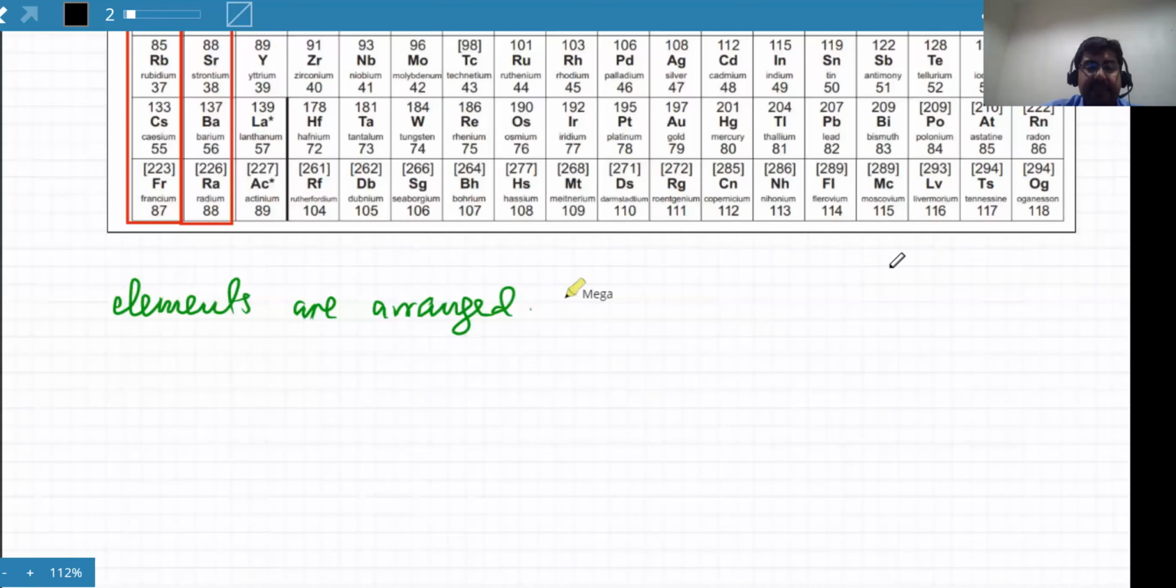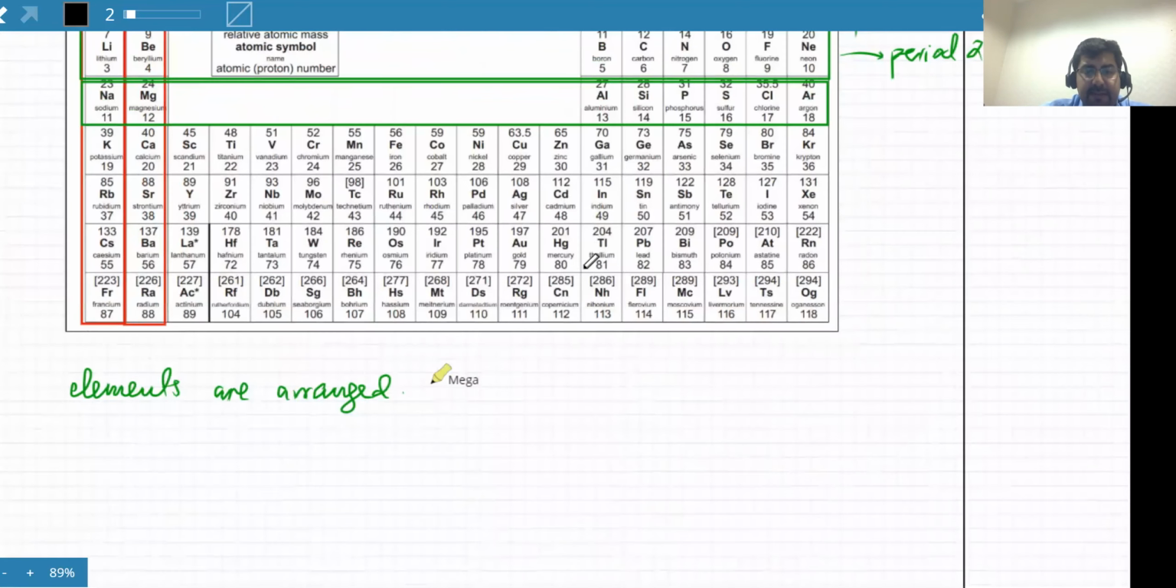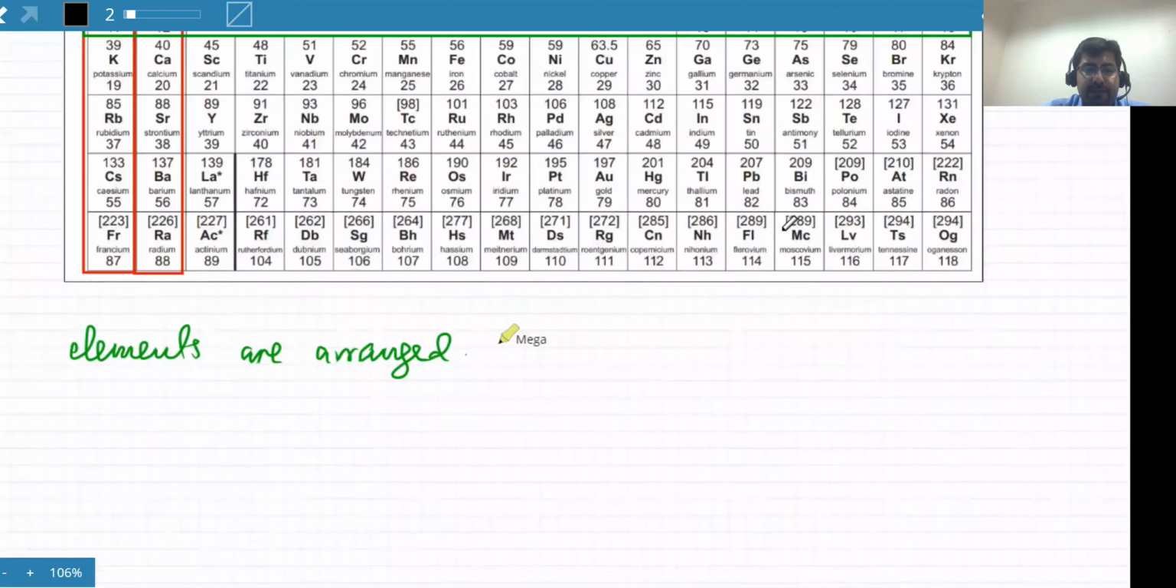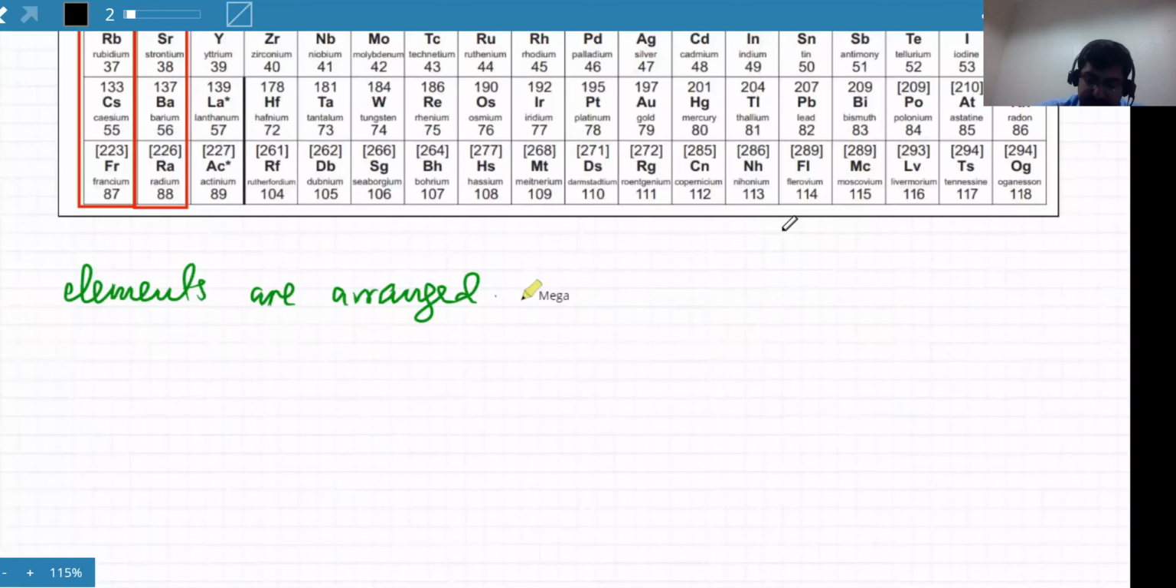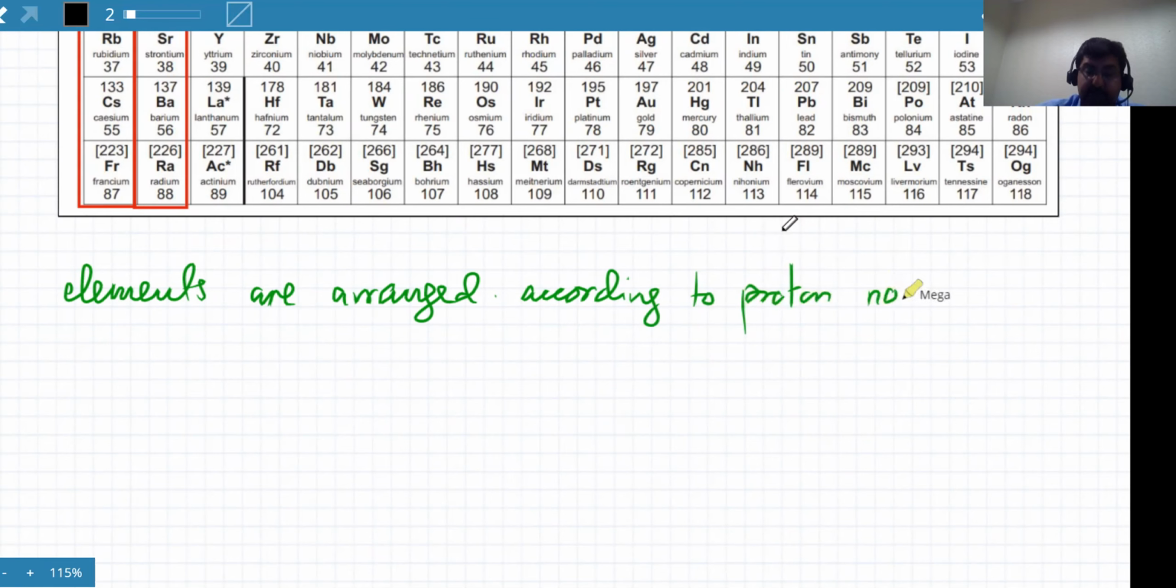And they're arranged consecutively. There's no missing gap. For every proton number, there's an element, like 80, 81, 82, 83, and so on. So there are no gaps. They are not arranged according to the number of electrons. They're not arranged according to the number of neutrons, but according to the number of protons.